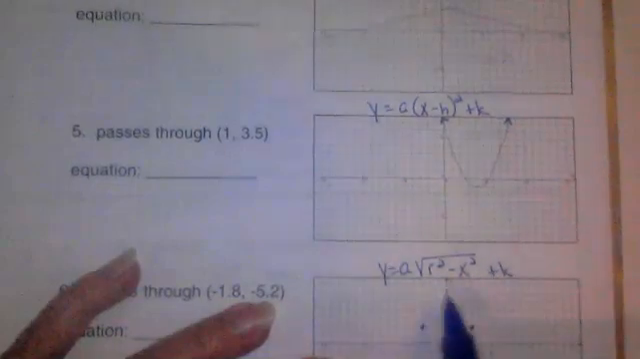This one is the only one that's not going to have h in the formula because we cannot shift this graph left and right. It would just be y equals a times the square root of r squared minus x squared, plus k. It can only have a shrink or stretch and an up-down shift.